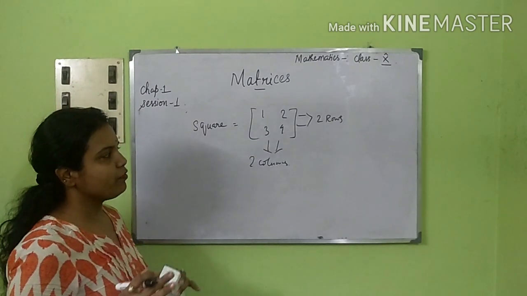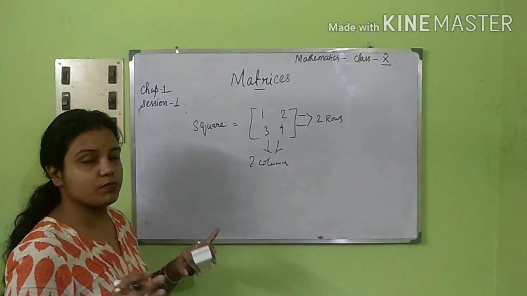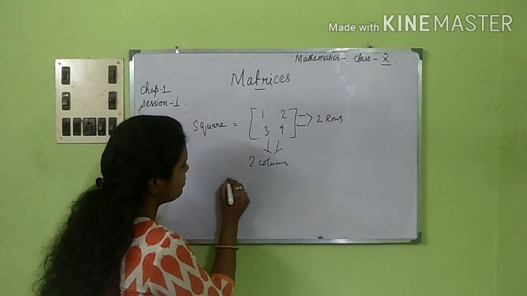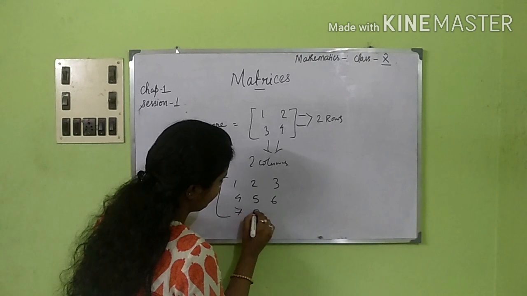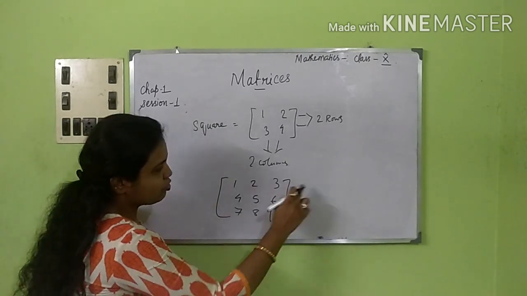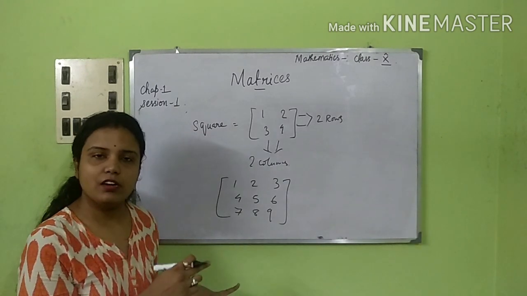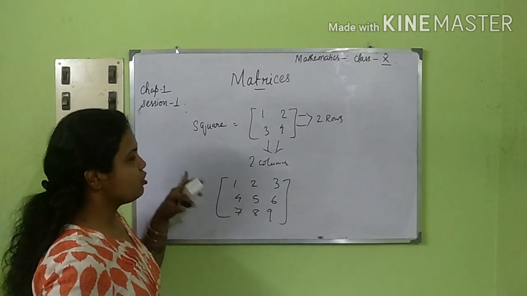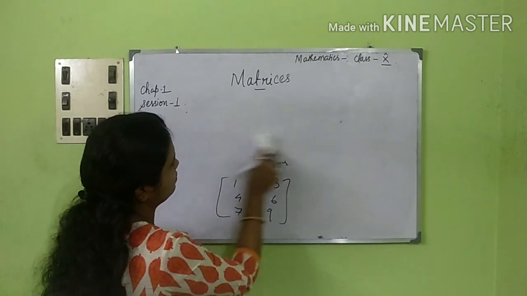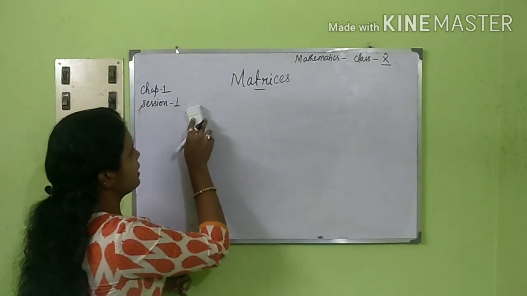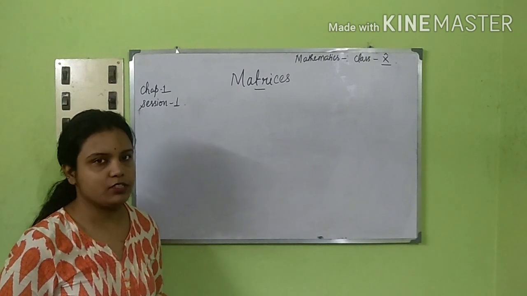So whenever the number of rows and the number of columns are equal, we call those matrices square matrices. Another example, 1, 2, 3, 4, 5, 6, 7, 8, 9. 3 rows, 3 columns. So the order is 3 cross 3. That means this is also an example of a square matrix. Next, I hope this is clear to you. It's a very easy and interesting chapter. I hope you will really like to do this chapter.